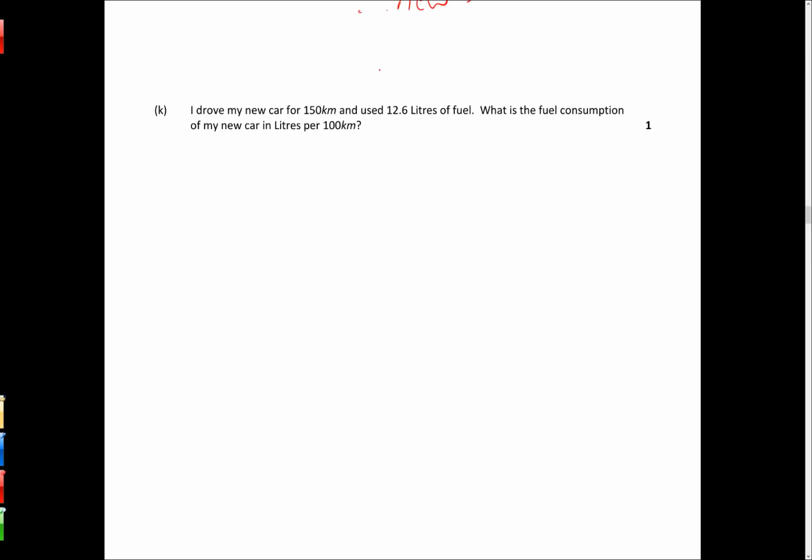Next one, a car one. Drove my new car for 150 Ks and used 12.6 litres of fuel. What's the fuel consumption of a new car in litres per 100 Ks? So we know how many litres we'll take for doing 150 Ks, but we want to know what lower amount of fuel it will take to only go 100 Ks. So there's my layout. There's my question.